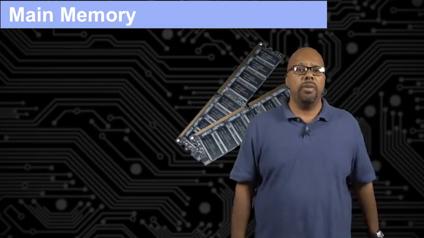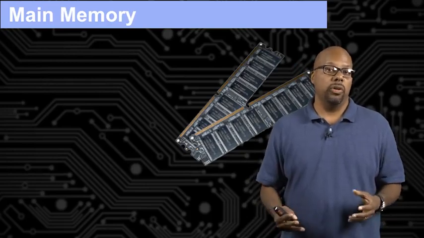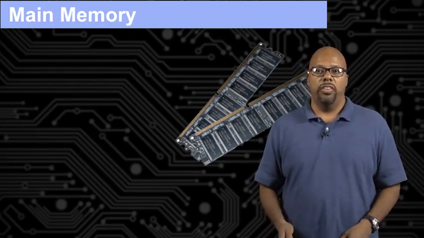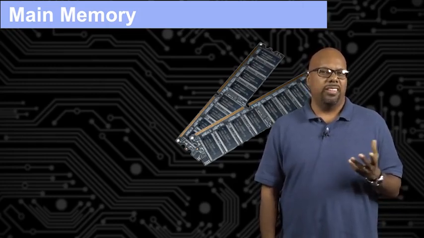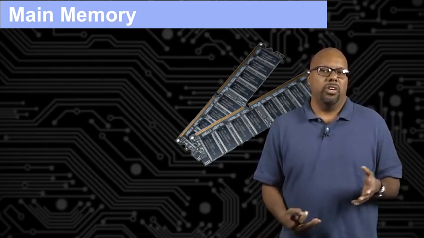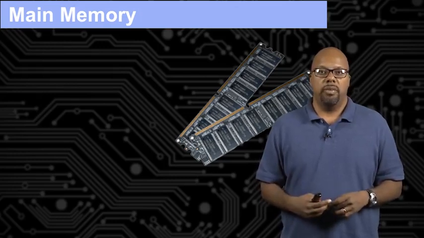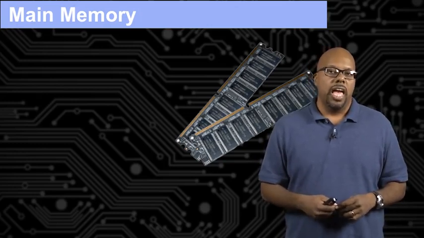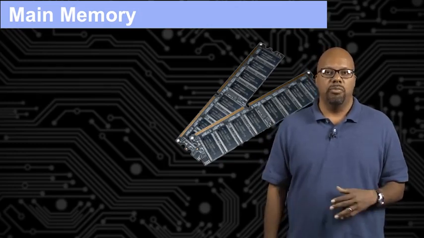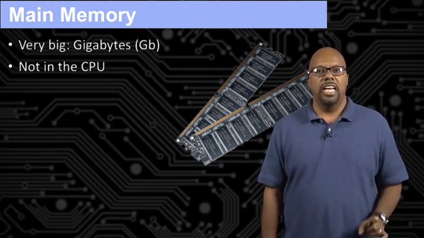Now then there's also main memory. Main memory is like cache, except it's bigger and cheaper and slower. You can see the pictures right there of main memory. That's a typical main memory. If you've ever installed memory into your desktop, you'll get something that looks like what you see in the picture, and you can plug it into a slot inside the board. So it's very big, gigabytes of memory, not in the CPU.